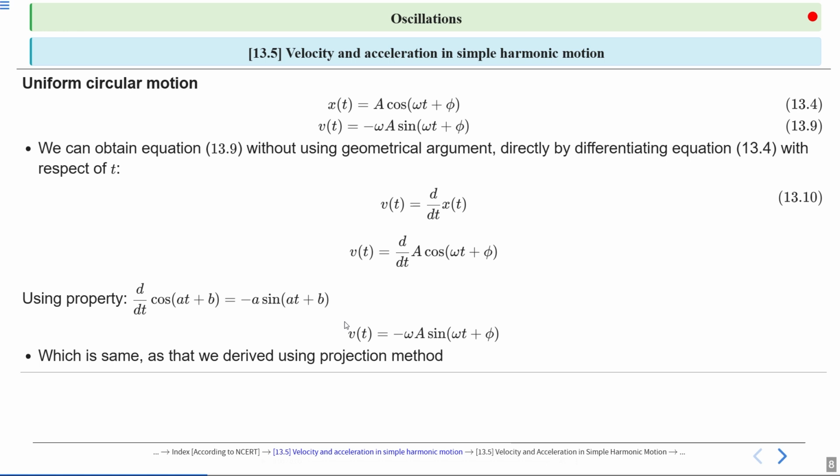So we have shown that differentiating the position equation gives us the same velocity formula as the projection method. This confirms that both the calculus approach and the geometric approach lead to the same result. It's a good example of how different methods in physics can reinforce each other.